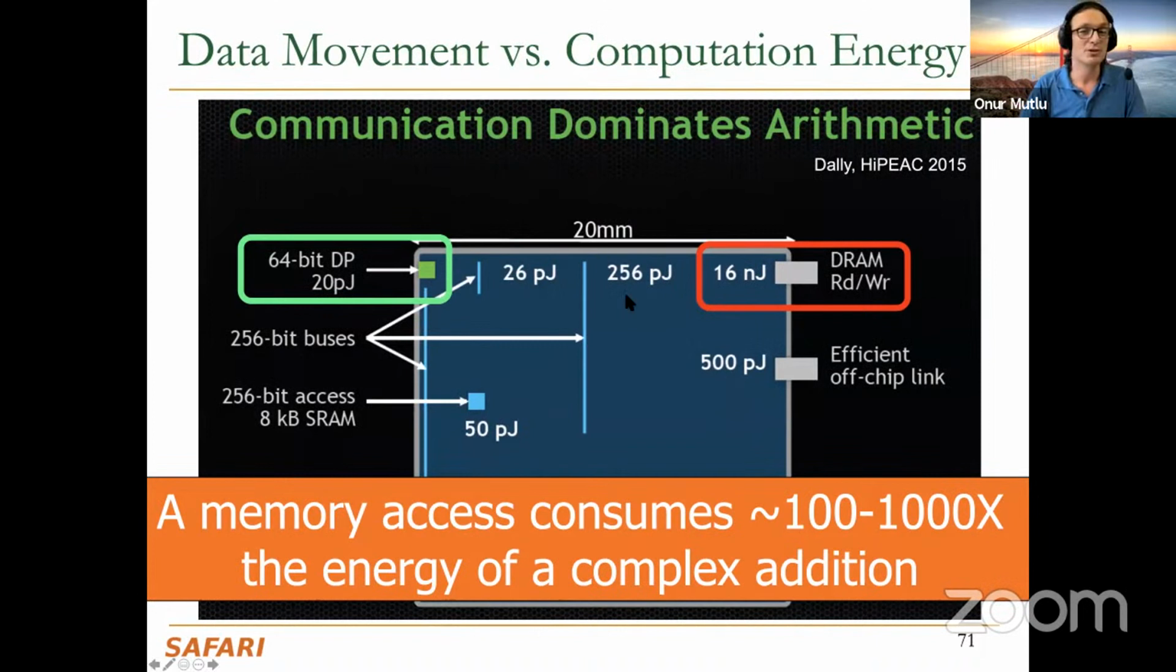So, data movement versus computation energy. You've also seen this slide. Basically, today, a memory access consumes 2 to 3 orders of magnitude more energy than a complex addition.